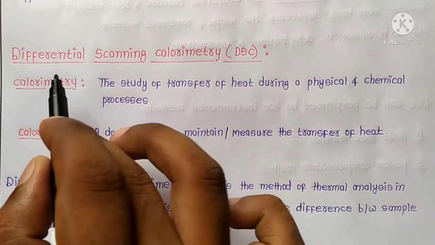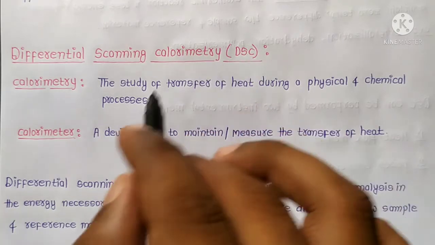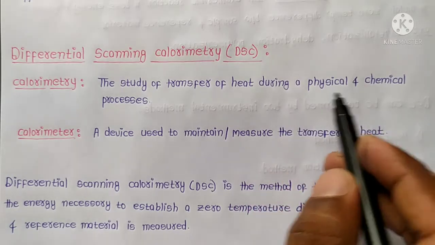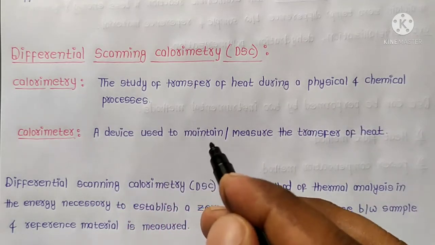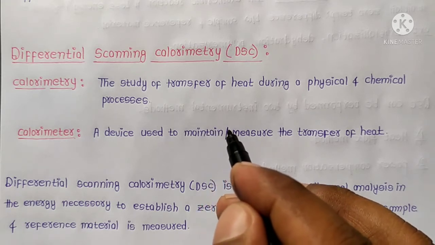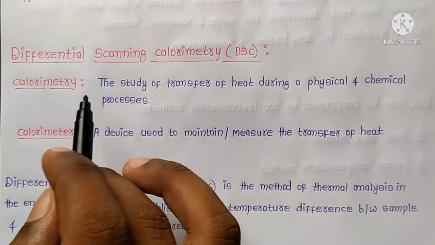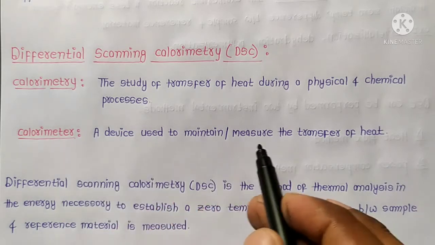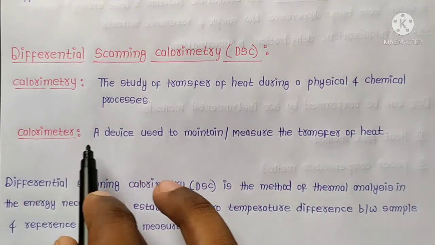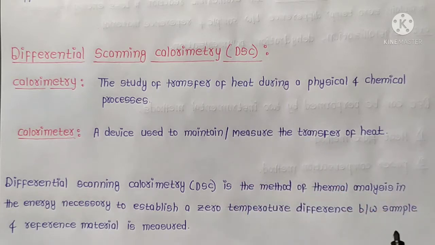Now before understanding what is meant by differential scanning calorimetry, we have to know what is meant by calorimetry. Calorimetry is the study of transfer of heat during physical and chemical processes. So any physical or chemical change that takes place within the sample means heat will be transferred, and that is what we study, called calorimetry. The device generally used to measure the transfer of heat is called a calorimeter.